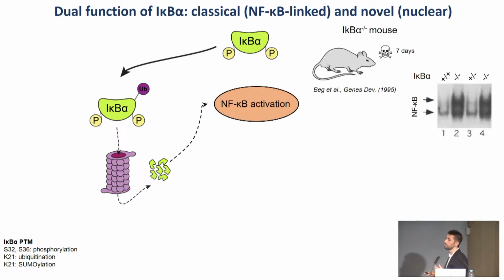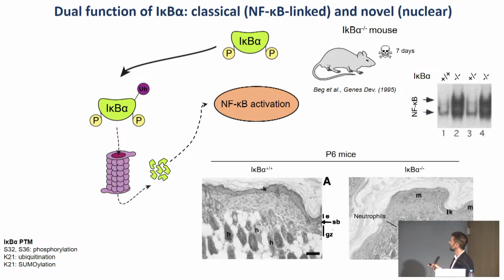So when you deplete IκB alpha in vivo, you generate mice that have a very short lifespan, since they present a very high NF-κB overactivation, which is then translated into, among other different things, a very severe dermatitis. You can see here, the mice lacking IκB alpha present a huge infiltration of immune cells such as neutrophils in the skin.